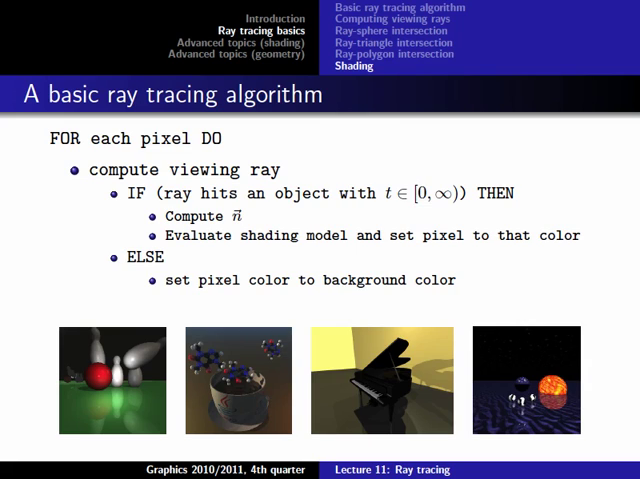Good. Yeah, and that leads then to our basic ray tracing algorithm, which is basically what we already said, just a little bit more specified. For each pixel, we compute a viewing ray. Then we check if this ray intersects with an object for all values t larger than 0, because we're looking in a certain direction. And if it does, then we compute the normal vector, we do the shading, and set the pixel to that color. If we don't hit an object, then we set the pixel to the background color. And that is a very simple ray tracer.